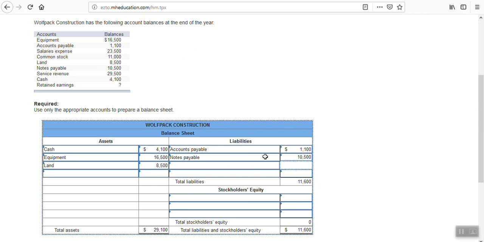All right. So let's see what we've got so far. We took care of equipment. We took care of accounts payable. Salaries expense goes on the income statement. Common stock, $11,000. So let's put that in here.